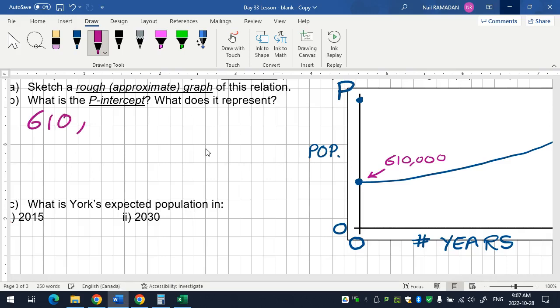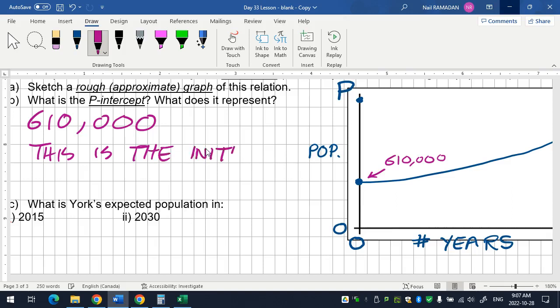610,000. What does it represent? Again, what does this represent? The what value? Come on. The initial value, or the starting population, in which year? In which year they started? Yes. This is the initial.